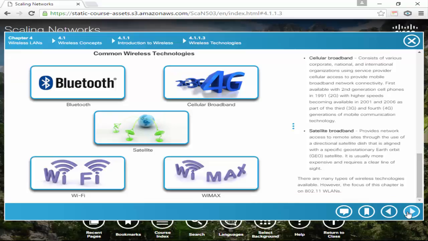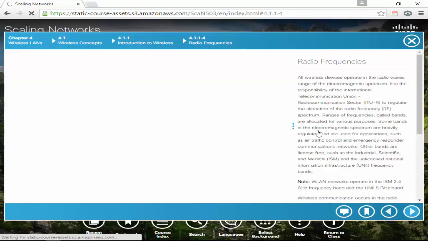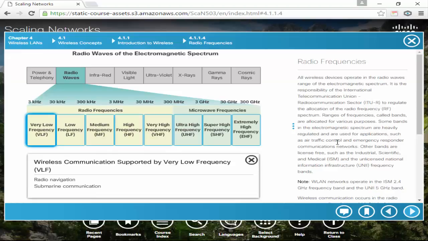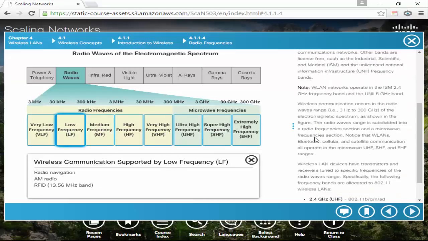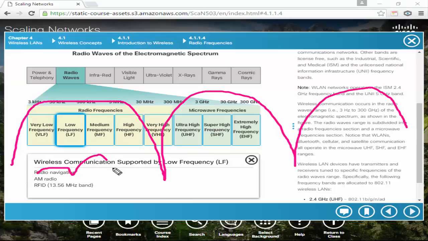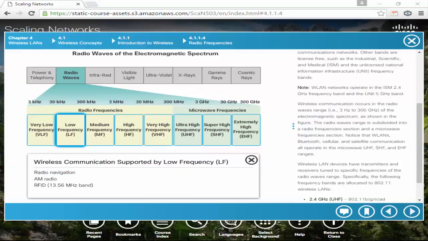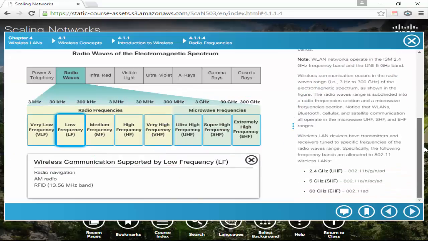Okay, here we keep going. Radio frequencies. Wireless communication is supported by very low frequency, and you guys can look through, and I think it tells you what these different ones do. If that interests you, go there, but basically it's just saying, how is this wave formed? Is it this big? Or is it this big? Or something like that. Okay, so let's look at what we actually care about here.